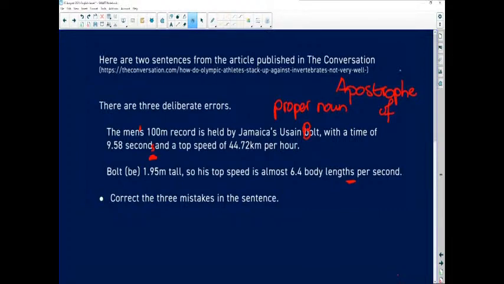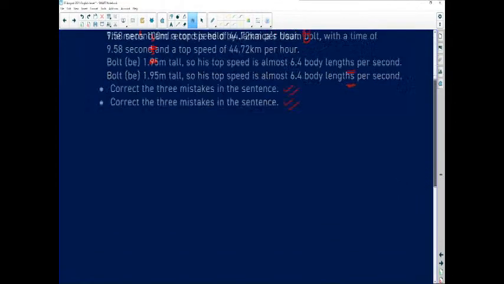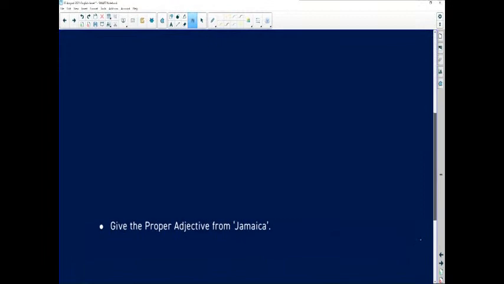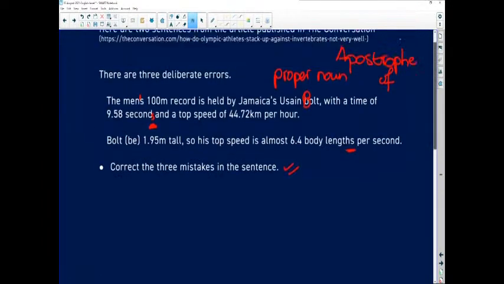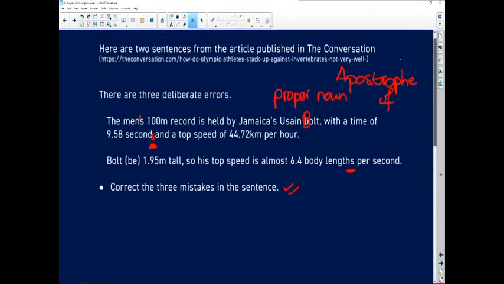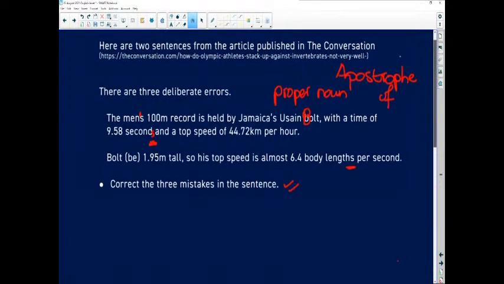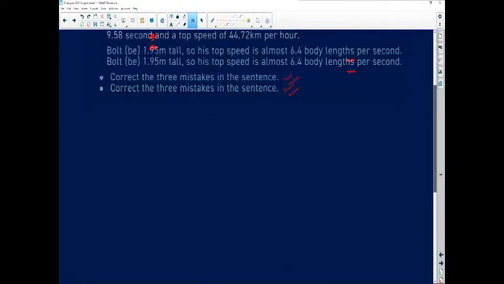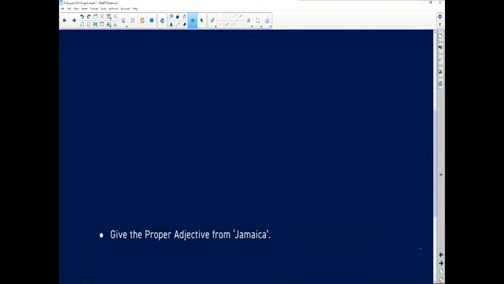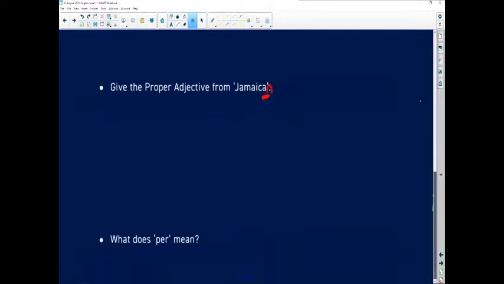Right. Correct the 3 mistakes in the sentence. We've done that. Give the proper adjective from Jamaica. There's Jamaica. Give the proper adjective from Jamaica. It's one of the easy ones. It's Jamaican, like South African.